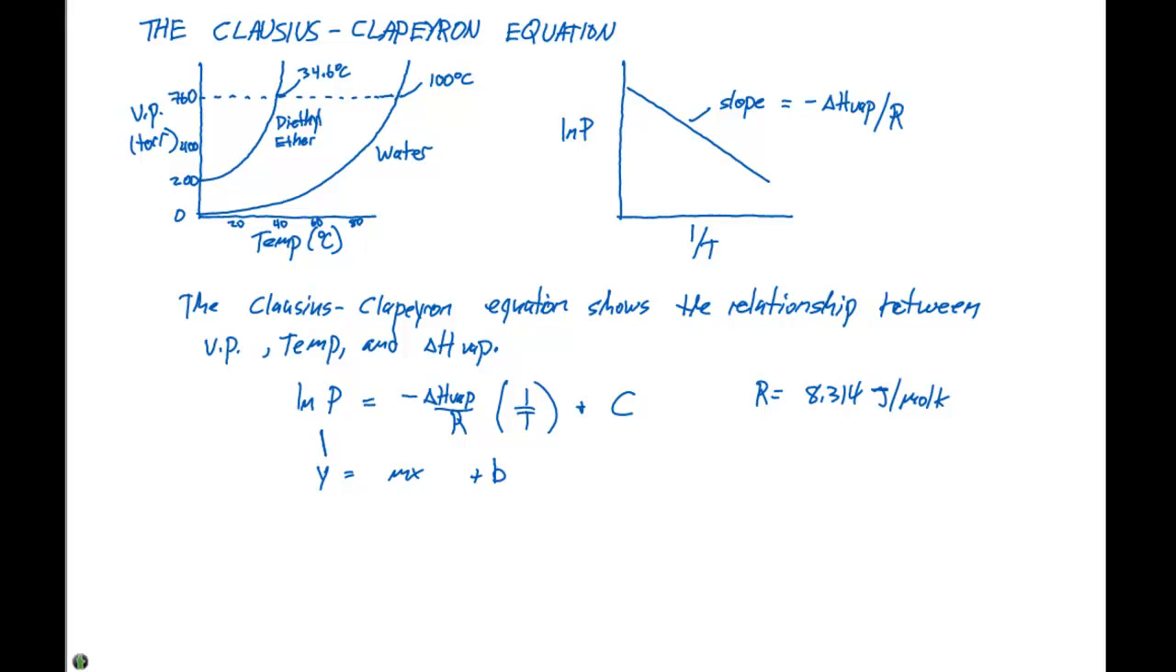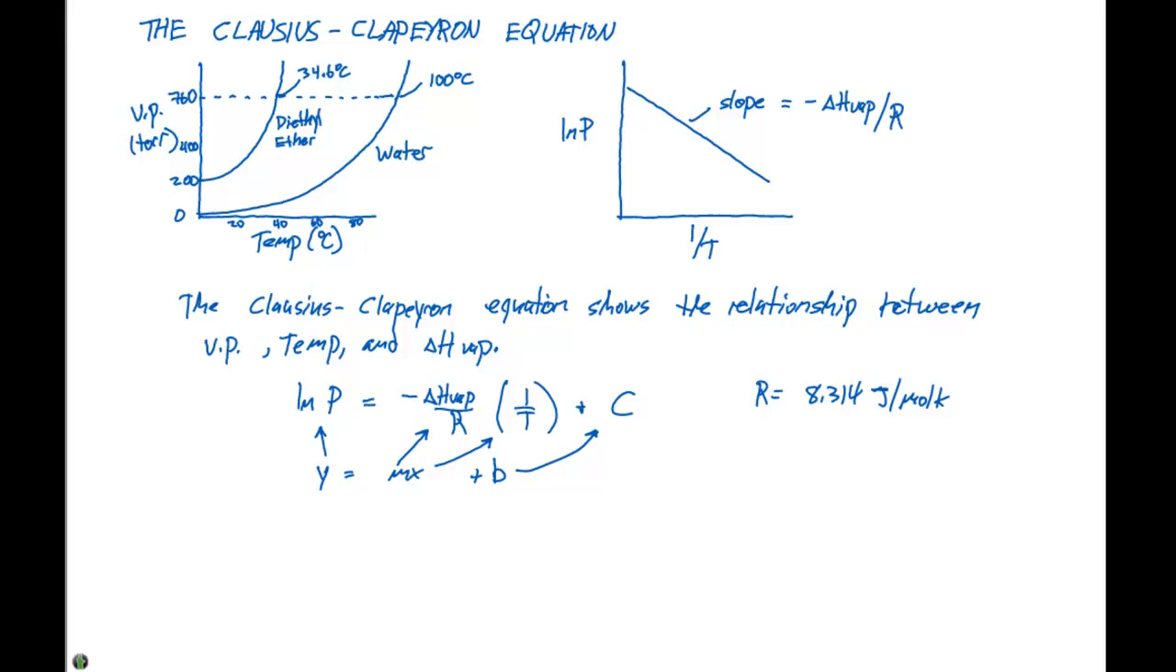If we put this in y equals mx plus b form, we find that our y variable is the natural log of pressure, m, which is the slope, is the negative delta H of vaporization divided by R. The x variable is 1 over the temperature, and the intercept is this constant C.